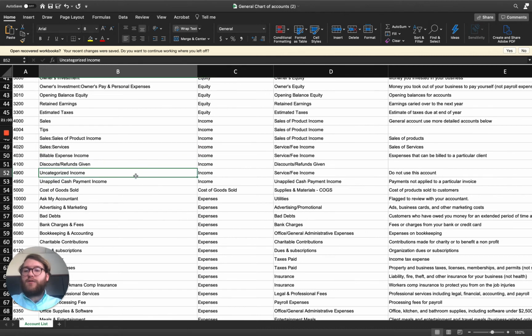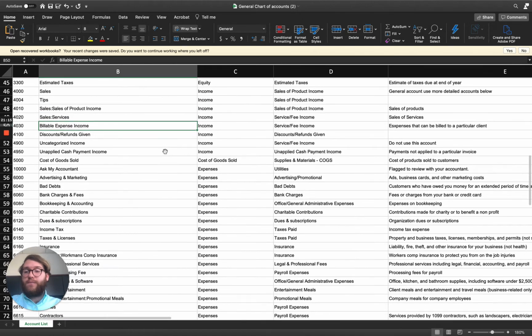Uncategorized is always required. Unapplied and billable can be removed depending on settings that you set up here. Make sure that you remove what you don't need, or make sure settings are turned off that you don't need. Next down, we'll see cost of goods sold.